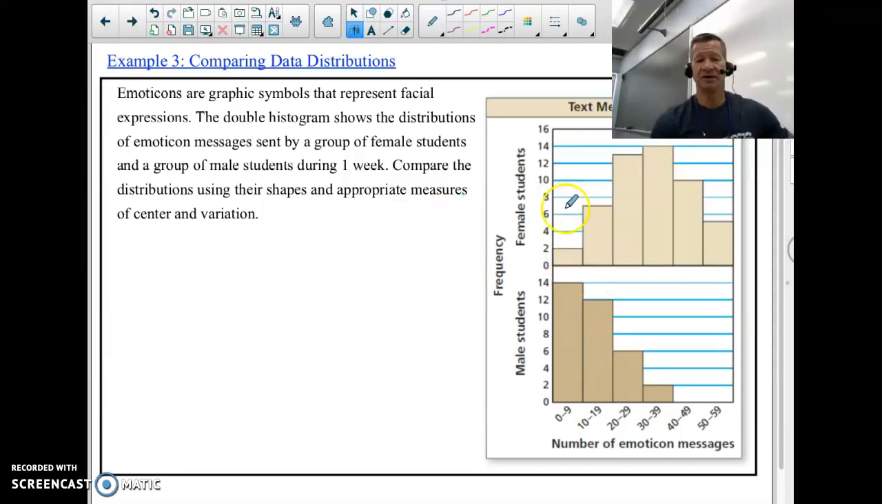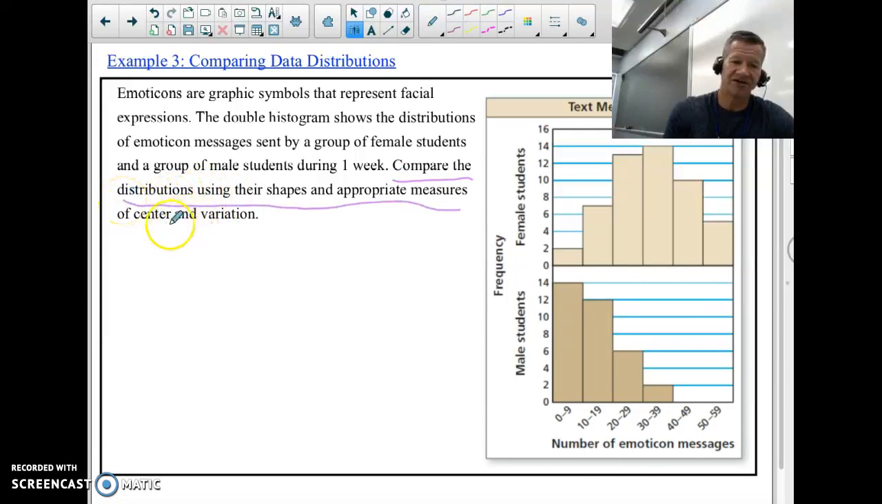So if you look at these two histograms over here, they show the number of emoticon messages that females send and that males send. So, for example, from 0 to 9 messages, 14 male students sent that number and only 2 female students. Over here there were no male students at all between 40 and 59, where there were quite a few females. All right, so first compare the distributions using their shapes and appropriate measures of center and variation. This is what our task is.